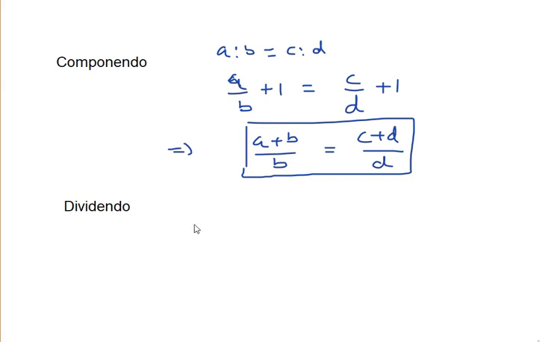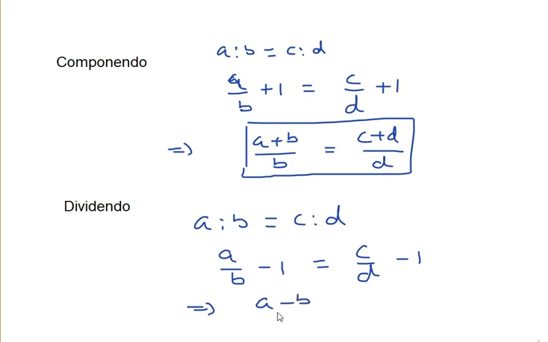And if we talk about dividendo, A ratio B is equal to C ratio D. So we will write A upon B is equal to C upon D, and here we will subtract 1 on both the sides, then simplify. So we get A minus B upon B is equal to C minus D upon D. So these are componendo and dividendo. In componendo we have to add 1 on both the sides, in dividendo we have to subtract 1 on both the sides.